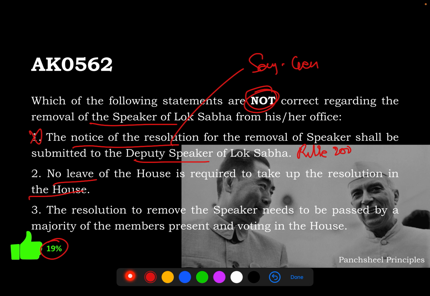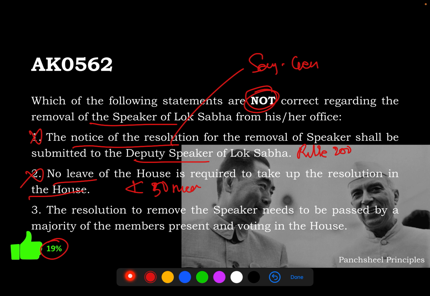Second statement says no leave of the House is required to take up the resolution of the House. You can think logically also. Removing the speaker is a very serious business of the House in the rules. So leave will be required. And how is that granted? That is required by not less than 50 members rising in the House when they are called upon to show their support. So leave of the House is required. Second statement is also wrong.